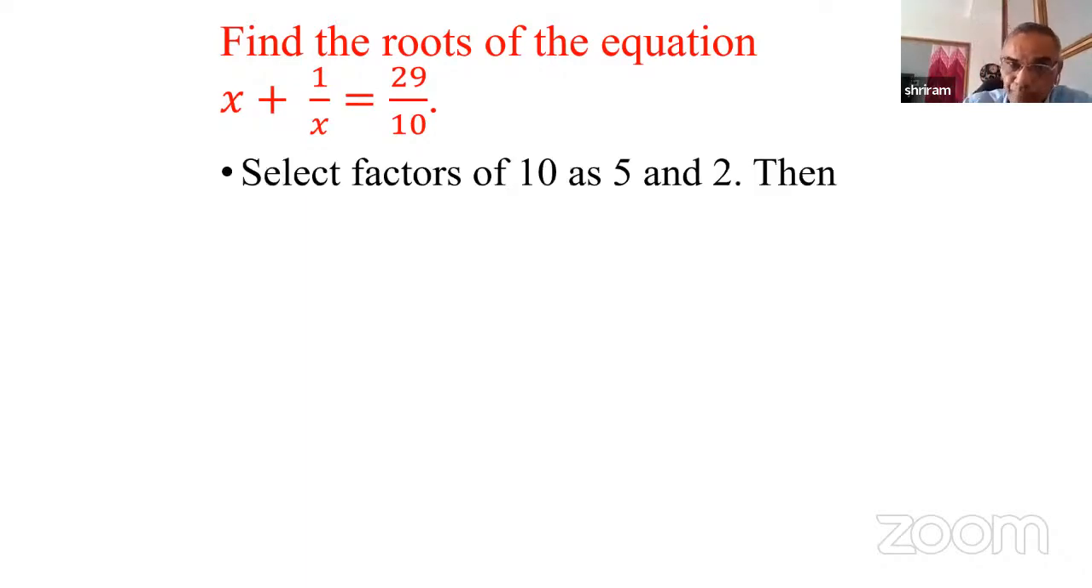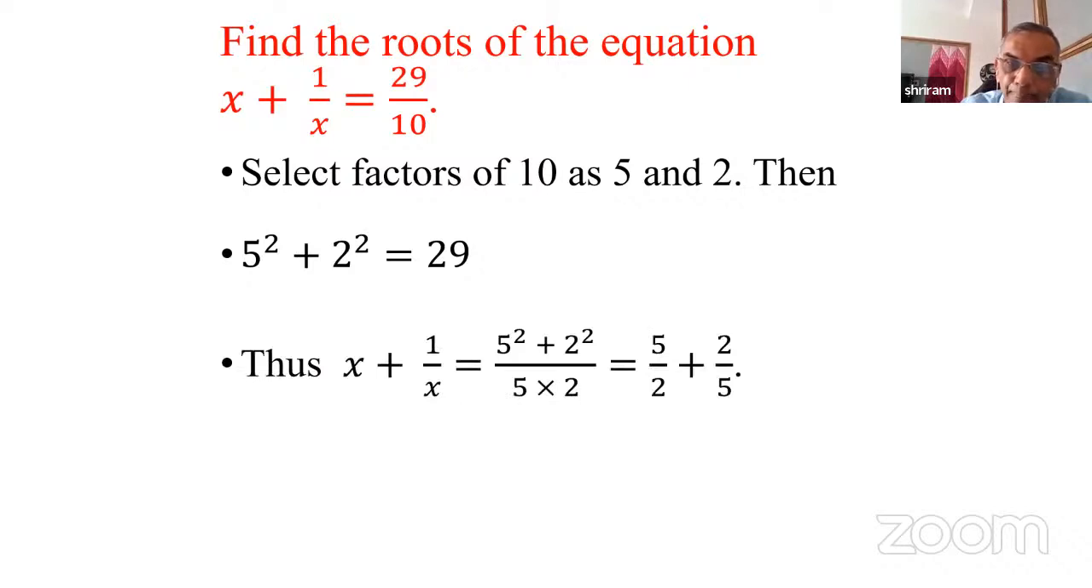One example only. x plus 1 upon x is equal to 29 upon 10. So factors of 10, 5 and 2: 5 square plus 2 square is 29. So I am through with the situation. Factors of 10 are 5 and 2, I select them. Then 5 square plus 2 square equal to 29. So for 29, I will write 5 square plus 2 square upon 5 into 2 in the denominator.